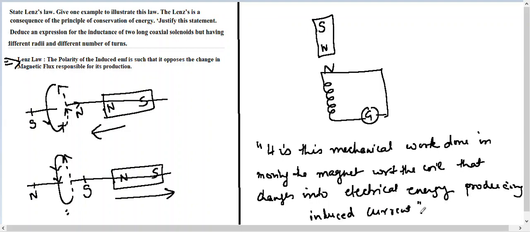So basically we are saying that the mechanical energy is getting converted to electrical energy. Therefore, it is in accordance with the principle of energy conservation.